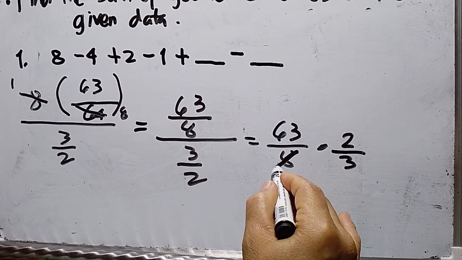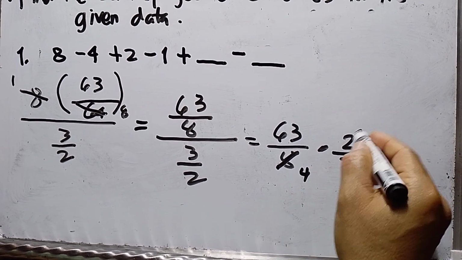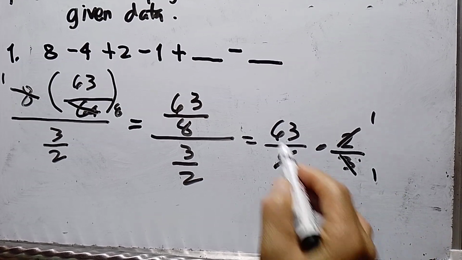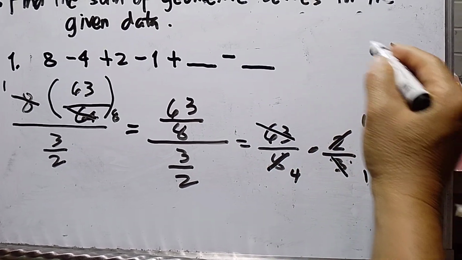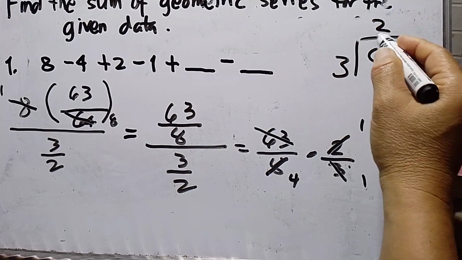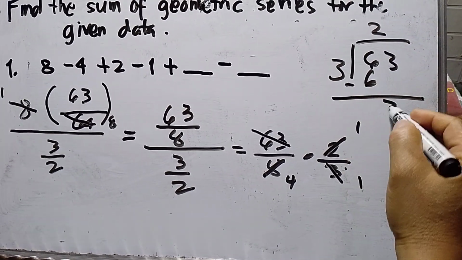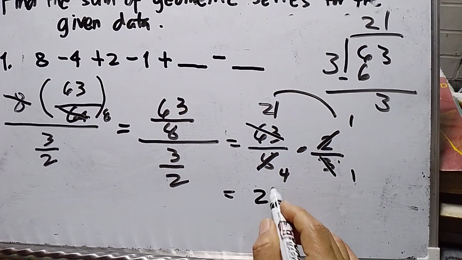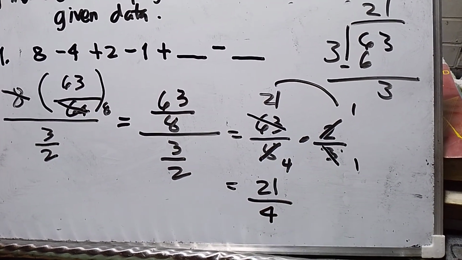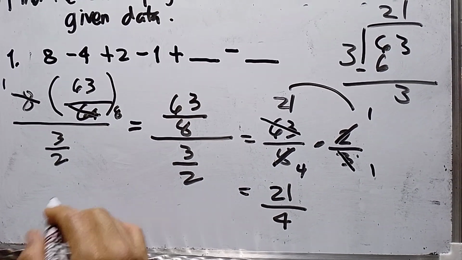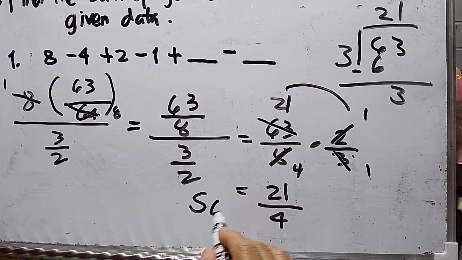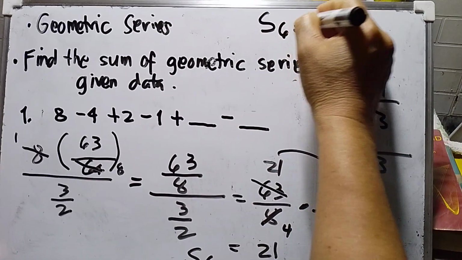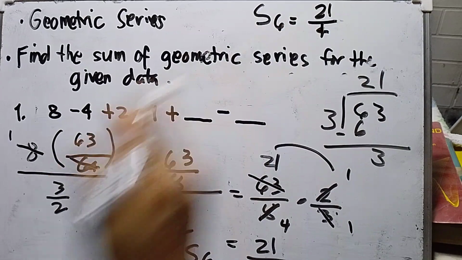Then divide this by 2. This is 4, divided by 2 is 1. How about 3 and 63? This will be 1. 63 divided by 3 is 21. So 21 times 1 is 21. Then this will be over 4. Okay, so the sum of the sixth term is equal to 21 over 4. So take note, we have S6 equals 21 over 4.